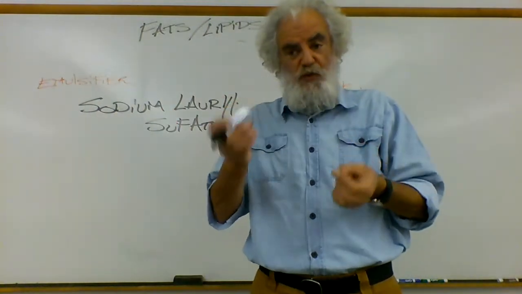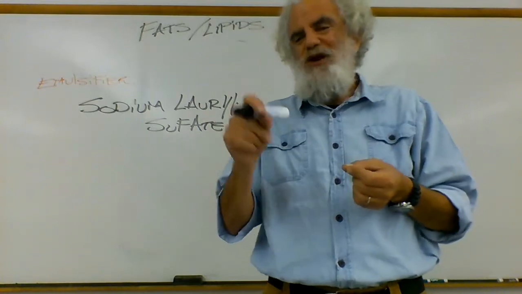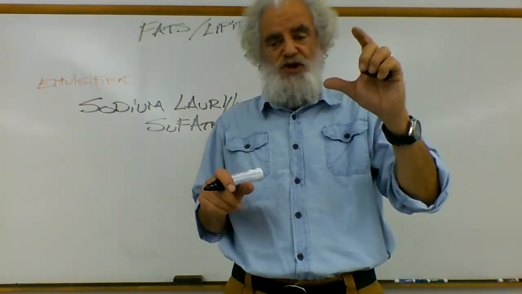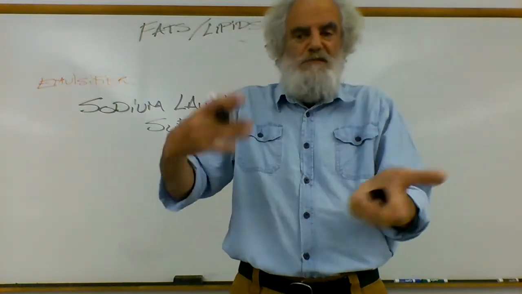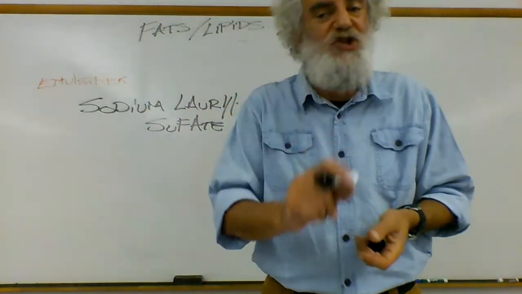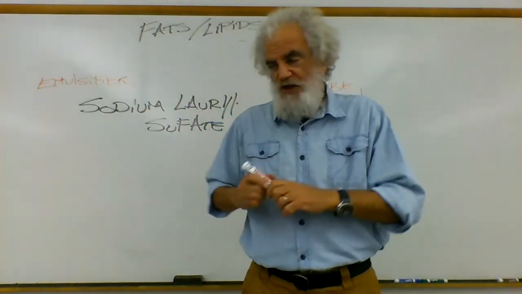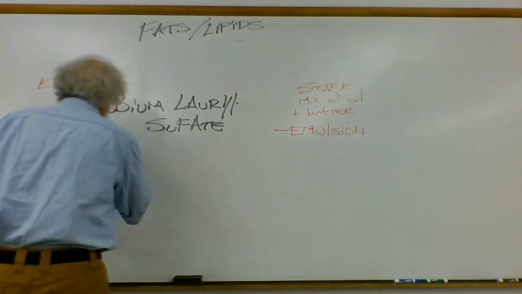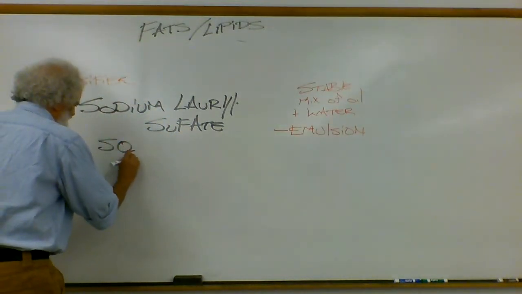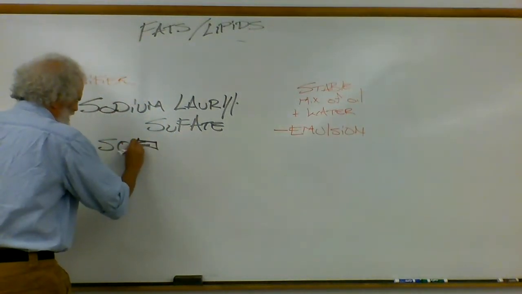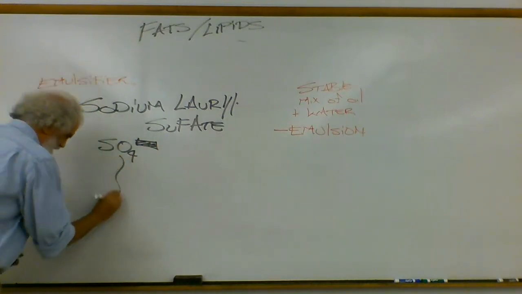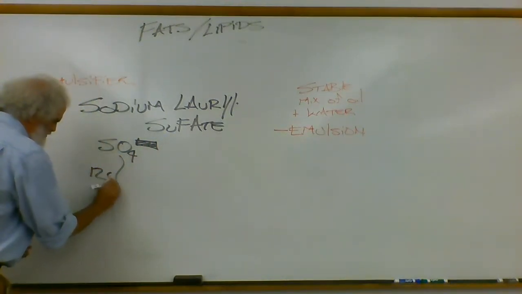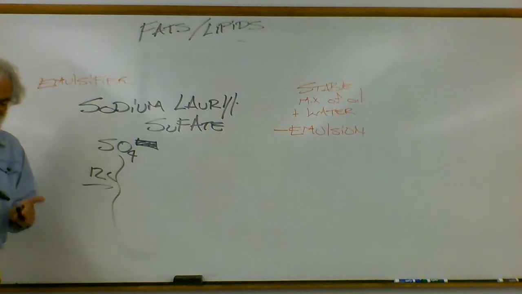Sodium lauryl sulfate is a pretty strong soap. You can make weaker soaps by shortening that carbon chain, and then it doesn't work as well. Now, here's how soap works. Sodium lauryl sulfate has got a sulfate head, which has got a pretty good negative charge, not quite as good as phosphate, but not bad, and then a 12-carbon tail. This is an amphipathic molecule.